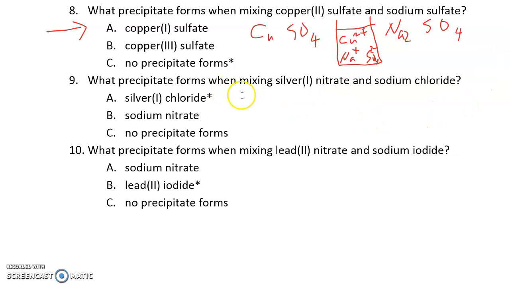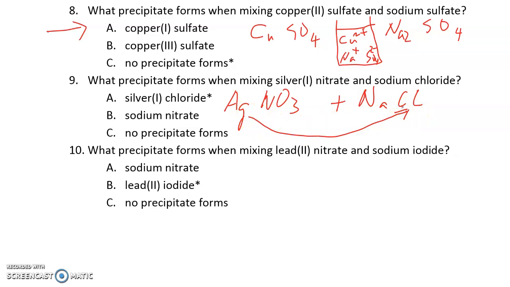What precipitate forms when mixing silver nitrate and sodium chloride? Well, we have seen that before. So let's put it this way. I have silver nitrate and we have sodium chloride. So silver can combine with NO3 and is soluble. Sodium combined with Cl is soluble. What happens when silver combines with chloride? It's going to precipitate out. Okay, that's why silver chloride over here will be the correct answer.